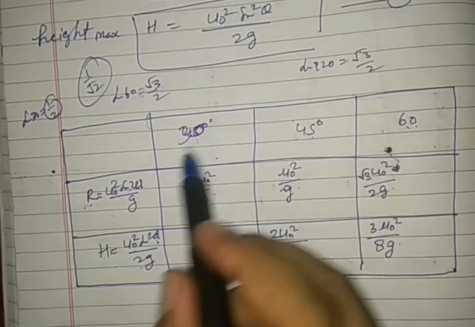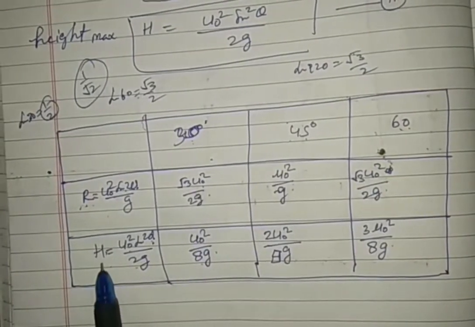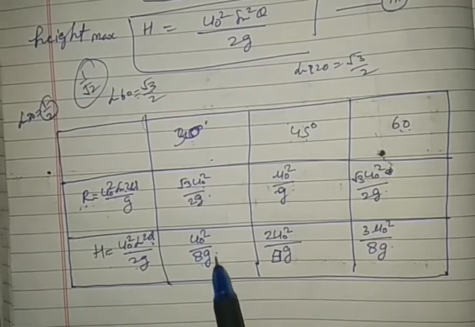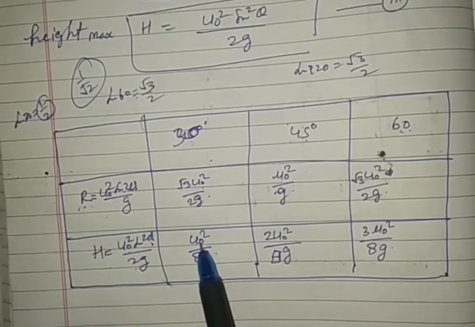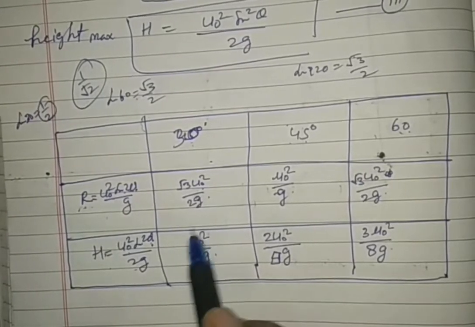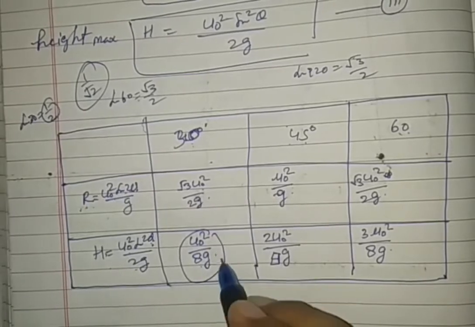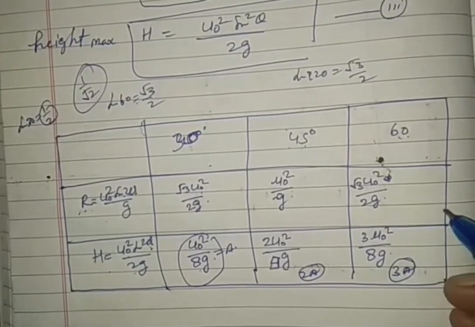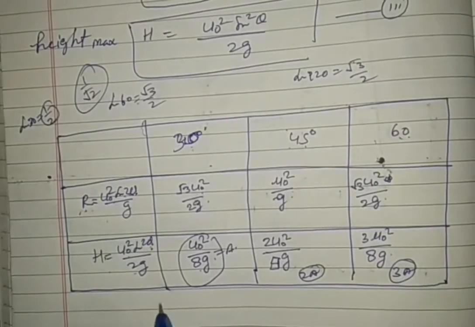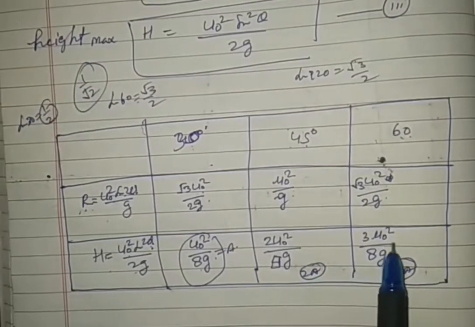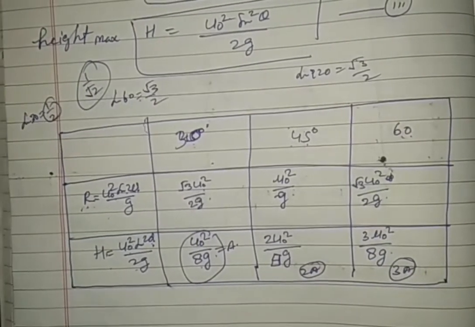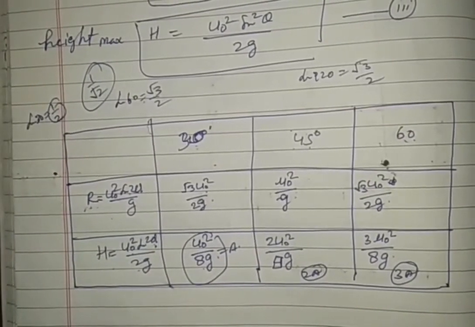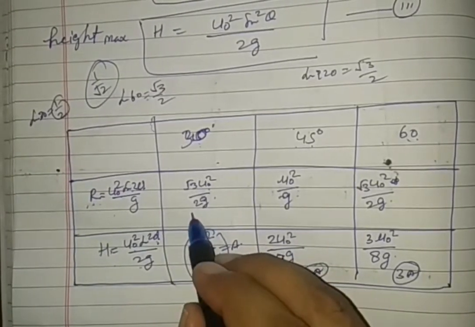This is very interesting data. Maximum height gained by the projectile when the projectile is thrown at angle 30 degree is u naught square by 8g. Suppose it is A. So here it becomes 2A and here it becomes 3A. If the velocity remains the same, by changing the angle we can increase the maximum height gained by the projectile. Another important interesting result is here in case of range.